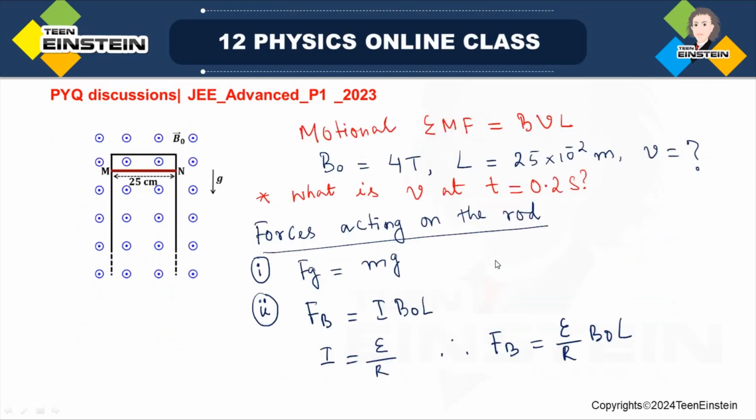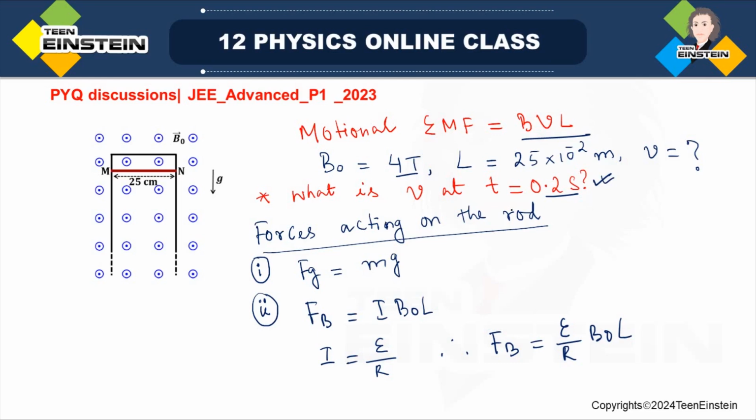As we know, motional EMF is BVL. Okay, so I have to see what information we know here. I know B is equal to B naught, which is given as 4 Tesla. Length is also given, but what is not known is the velocity. Velocity at 0.2 second we have to find out. Now this is my main task here, and this is the whole point. Rest of the things will come easily.